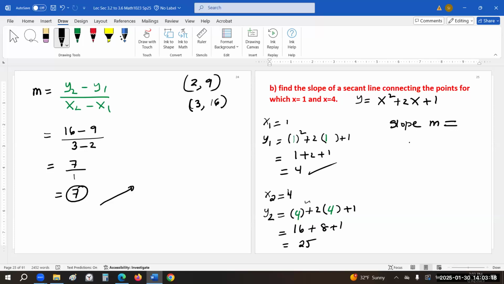Tell me the slope. 25 minus 4 over 4 minus 1, which is 7. What type of line is this? So are you going up or going down? Going up. And if you notice, you actually have the same thing. It could be a coincidence.